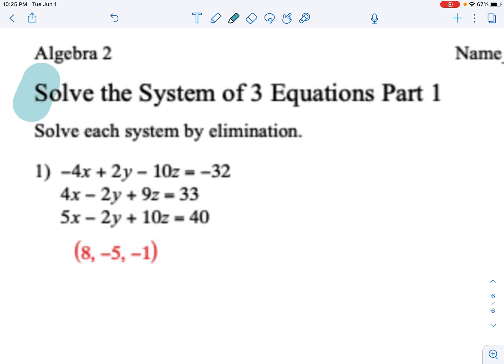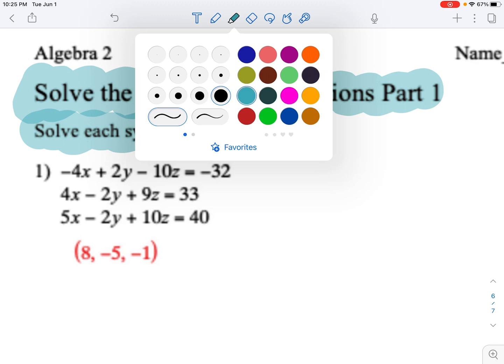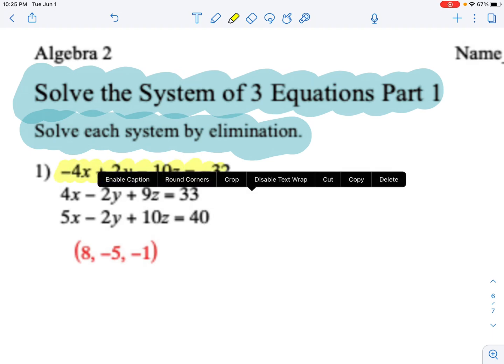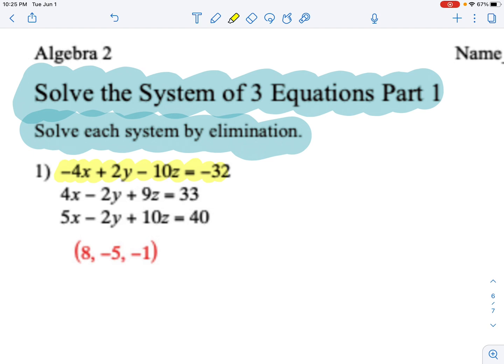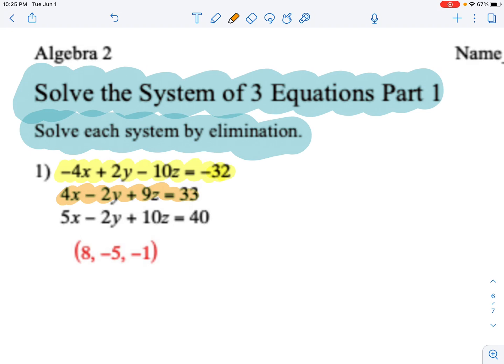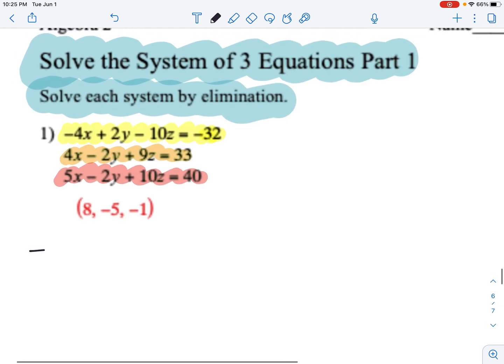So this assignment is called Solve the System of Three Equations Part 1. And we're going to solve each system by elimination, right? So the first thing that we're going to do, as we always do, is highlight each one of these a different color. So we'll go with yellow, orange, and red here, right? So I'm going to pick two equations here. So I'm going to go with yellow and orange first.